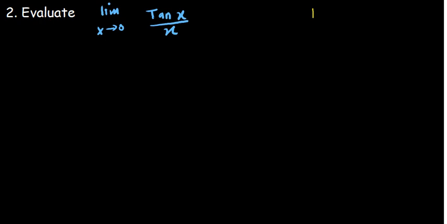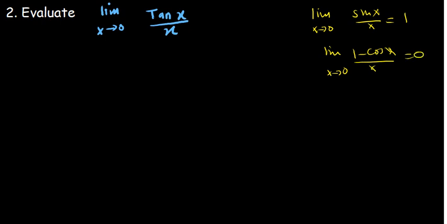When you're talking about trig limits, we need to know two special ones. The limit as x approaches 0 of the sine of x divided by x, we need to know that this is a 1. And the limit as x approaches 0 of 1 minus cosine of x divided by x, we need to know that this is a 0. So I'm going to write this as the limit as x approaches 0 of tan of x, now multiplied by 1 over x.